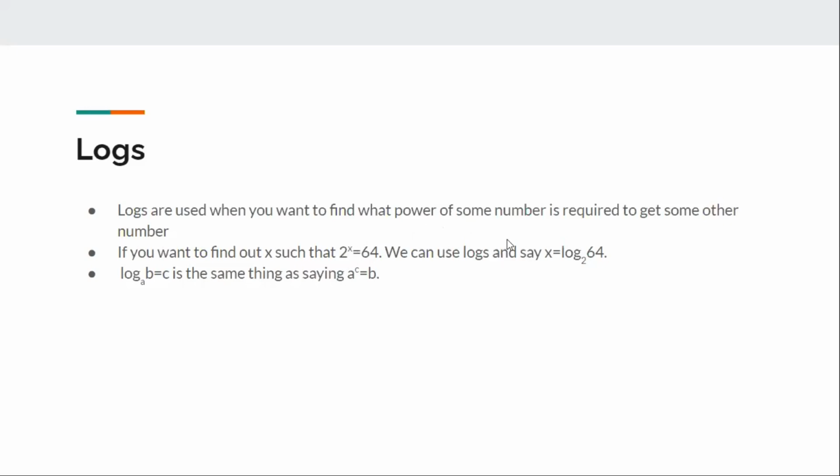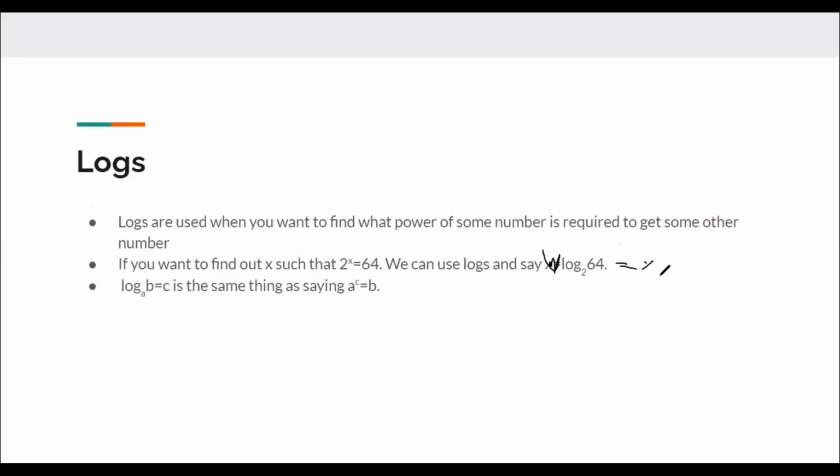But if you wanted to write it in a neater manner, you could write it as x is equal to log base 2 of 64. Typically it's written with the 2 as a subscript, not the x here. So you're saying 2 to the power x is equal to 64. If you have log base a of b equals c, you are saying a to the power c is equal to b.